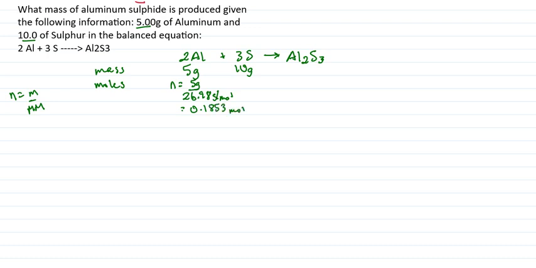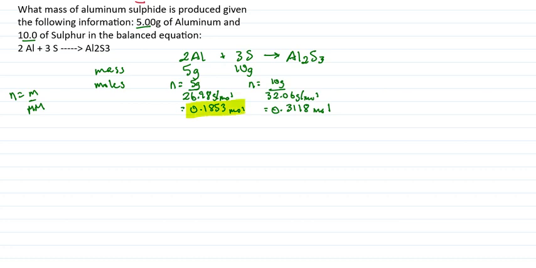Okay, that's the number of moles of aluminum. We'll do the same thing for sulfur. So it's 10 grams divided by 32.06 grams per mole. Right, and we get 0.3118 moles. Okay, so this is what we have.